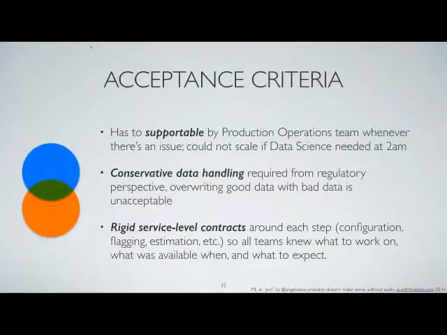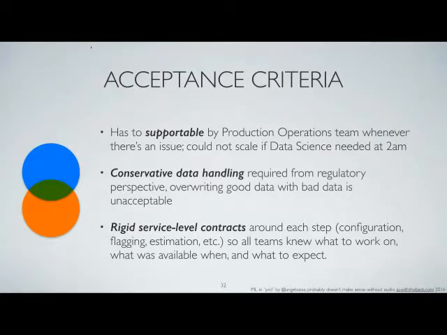So here, the acceptance criteria are a little bit different. It had to be supportable by our production operations team, who is sort of our application support team, whenever there was an issue. So this thing would not scale if you had to call an expert at 2 a.m. whenever it failed. And the thing about providing 99.99% reliability to critical applications is that that's exactly what happens. We have people who, back in the day, used to have pagers. Now they just have iPhones or whatever device they want. But it has to be supportable by that team.